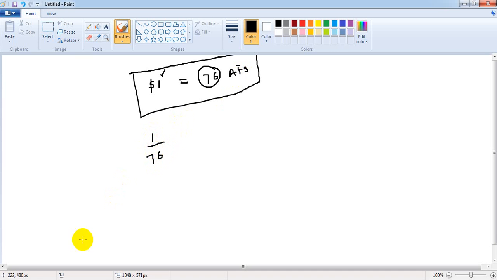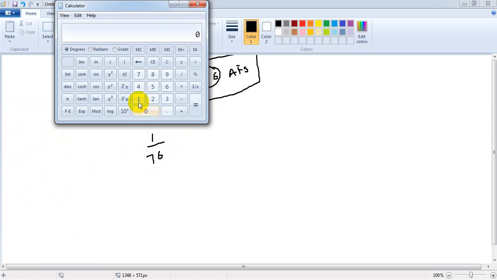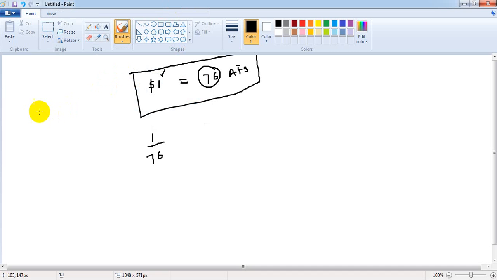So 1 divided by 76, we will get 0.0131. Now I'm talking about another thing. This is called direct quotation.